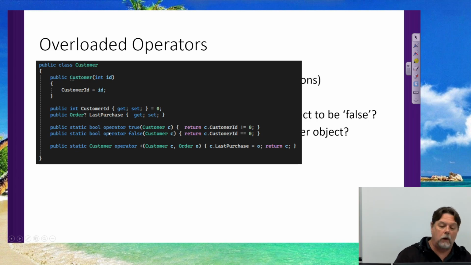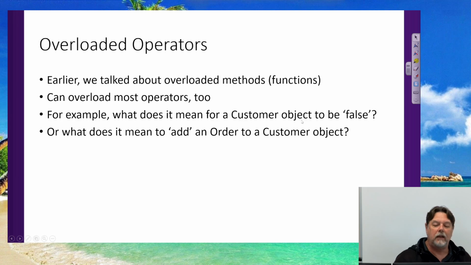I don't know if you can read it very well here. But I've got a couple of examples. What does it mean for you to ask whether a customer is true or false? Can a customer be true or false? I don't know what that means, but you can definitely define what it means for an instance of the customer class to be true or false by overloading the true and false operators on that object. So anytime you ask if customer, you can define what true and false means there.